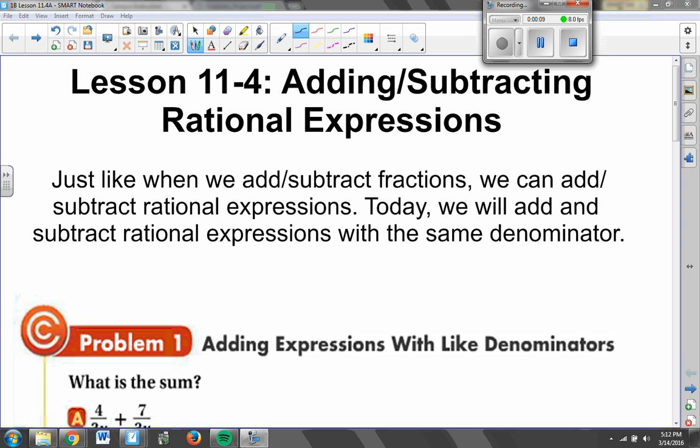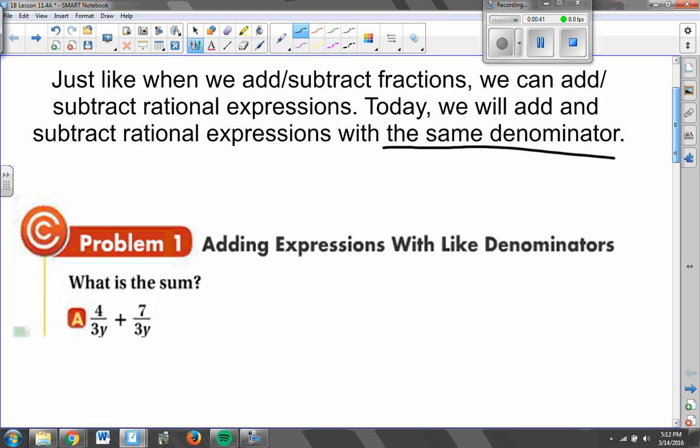We're going to start today adding and subtracting rational expressions. As a reminder, rational expressions are fractions with polynomials in the numerator and the denominator. So they're fractions that also involve variables of some kind. Today, we're going to add and subtract rational expressions with the same denominator, so it'll be pretty simple. Tomorrow, we will have to do a little bit of work to get the same denominator in our rational expressions.